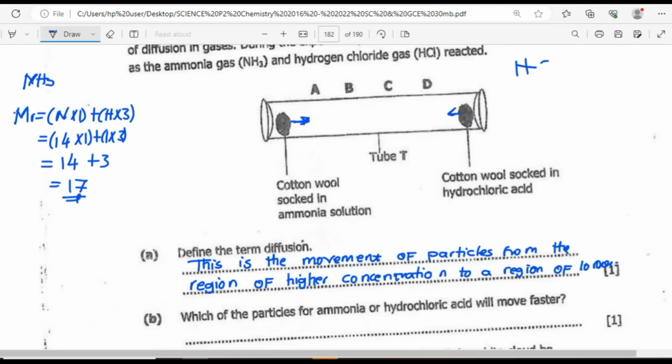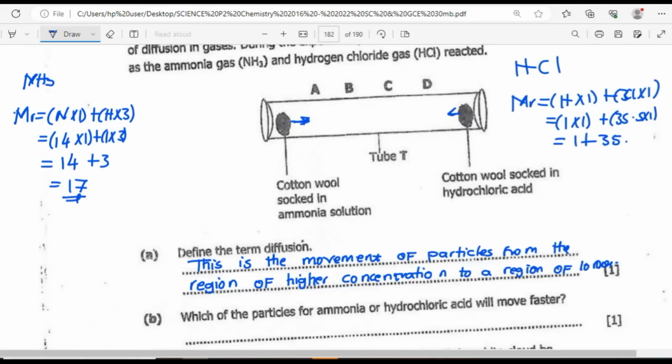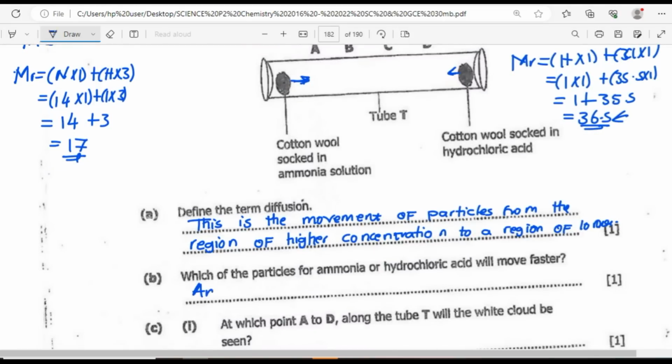What of HCl? So HCl Mr is equal to hydrogen times 1 plus Cl times 1. So hydrogen is 1 times 1 plus 35.5 times 1. So 1 plus 35.5, which is 36.5. So you can see that HCl is heavier than ammonia, so ammonia will move fast. So that's what you do. So the answer here is ammonia. So you just go with the one with the lowest number.